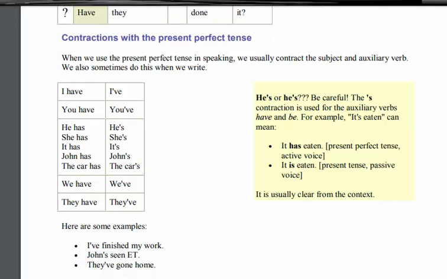There are some examples here. I have finished my work. John has seen it. And they have gone home.